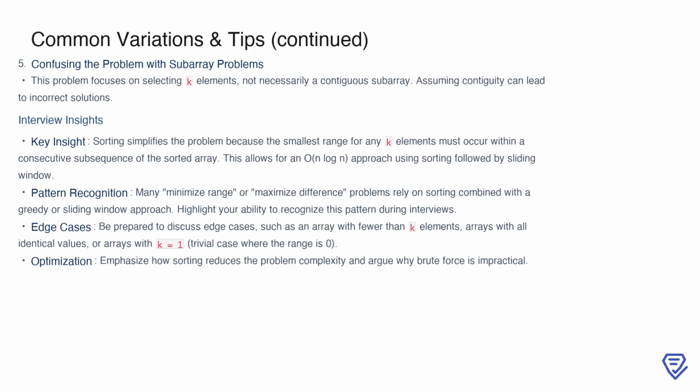Now, one of the key insights for solving this problem efficiently is recognizing that sorting the array simplifies the process. Once sorted, the smallest range for any k elements will always occur within a consecutive subsequence of the array. This insight allows us to adopt an O(n log n) approach, combining sorting with an efficient sliding window technique. Recognizing patterns like this is invaluable, as many problems involving minimizing ranges or maximizing differences rely on similar strategies.